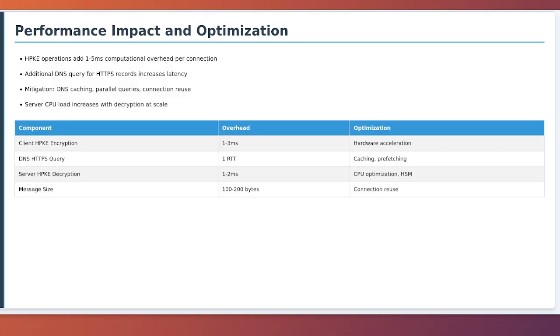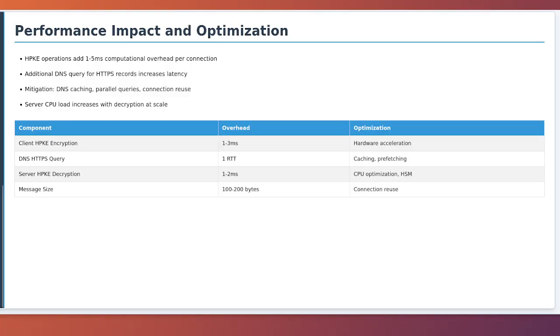Server-side decryption adds CPU load that is proportional to the connection rate. Busy servers handling thousands of connections per second must decrypt thousands of inner client hellos per second. Using HPKE, this requires adequate CPU resources and may benefit from hardware acceleration. Some server implementations optimize by using connection pools or session resumption to amortize the ECH overhead across multiple requests within the same session.